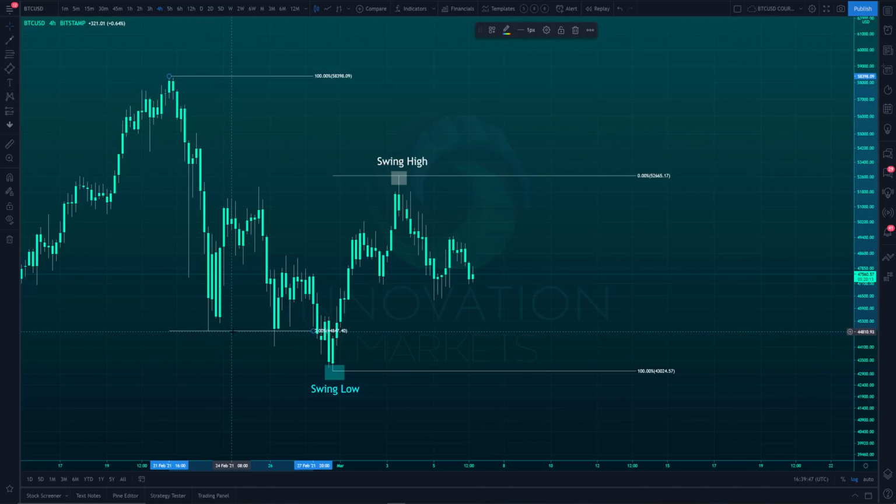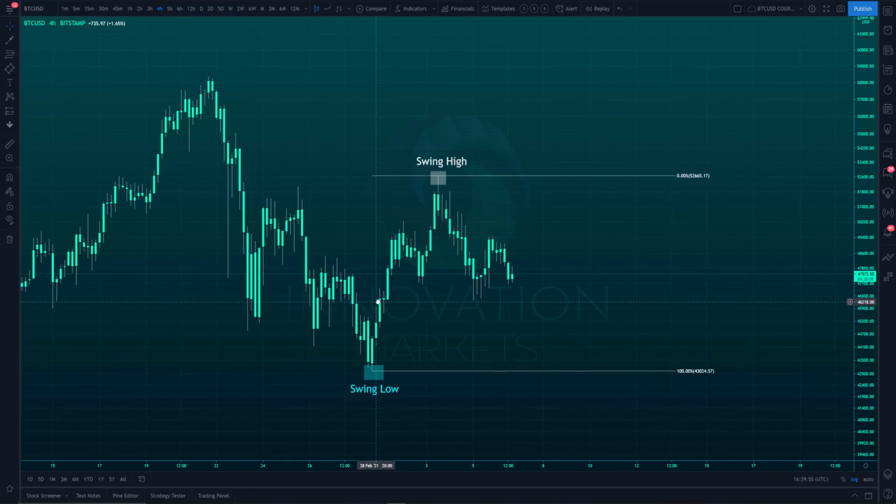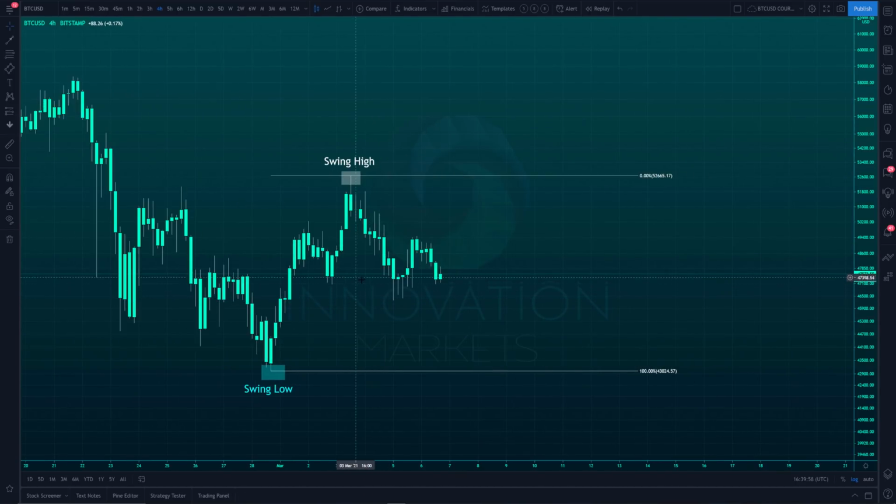Now, Fibonacci levels are not magical levels. They are not some kind of mysterious hocus pocus stuff. Quite frankly, when I say they're a self-fulfilling prophecy, it's no different to trend lines. It's no different to support and resistance, because every single trader out there is likely looking at the same stuff. It just creates more volatility in the market when they are fulfilled.